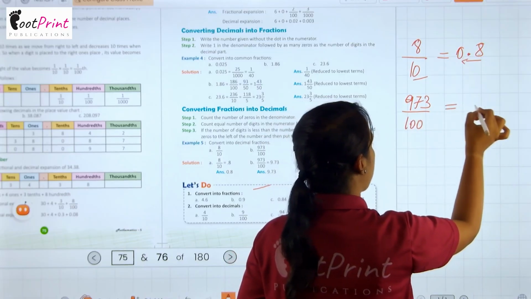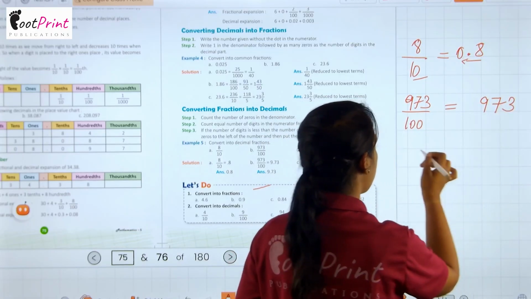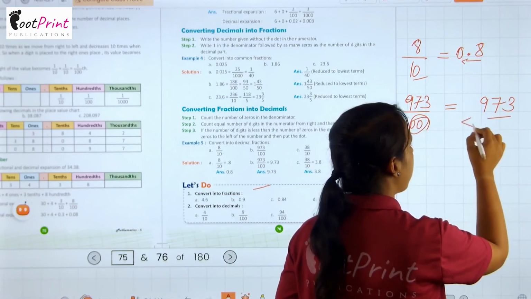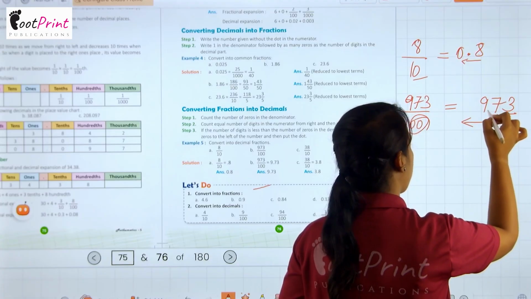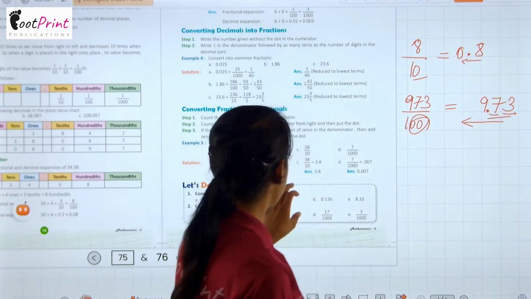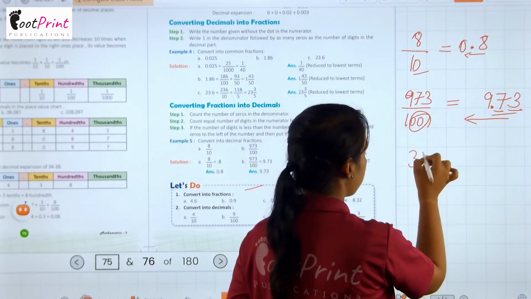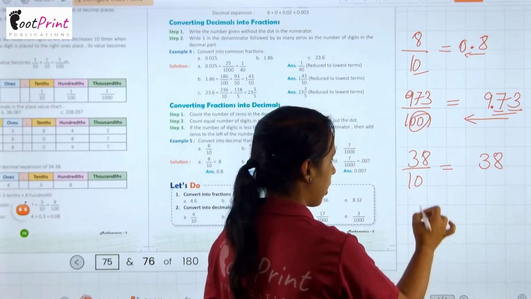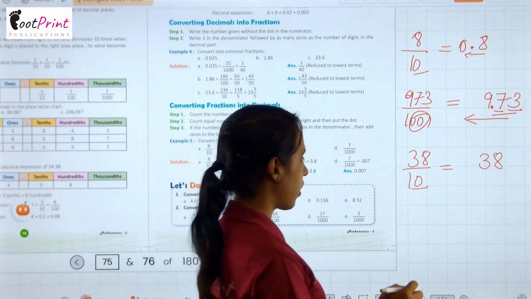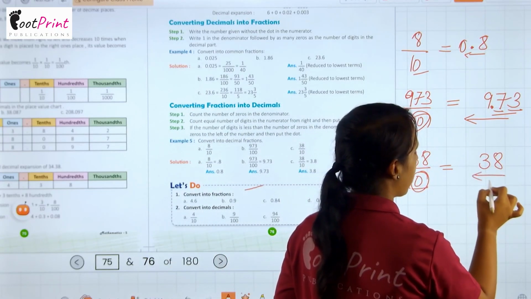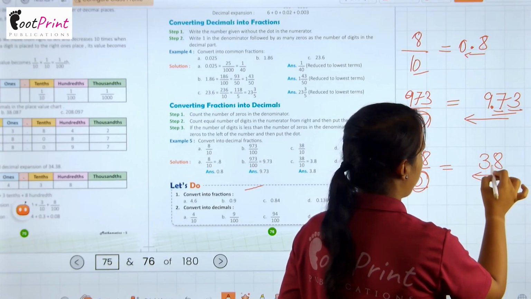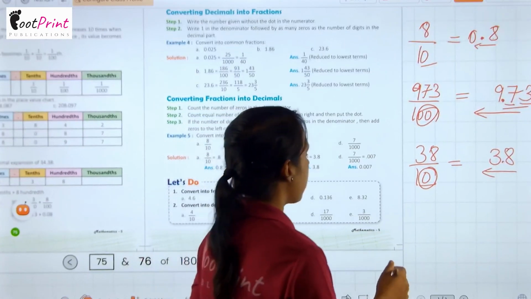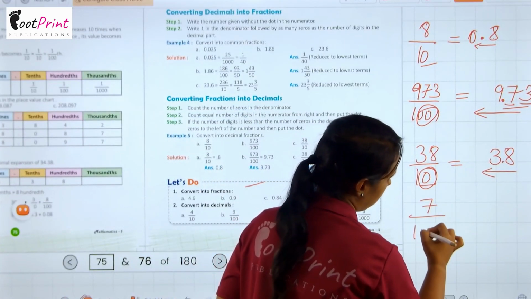So we take the number as well, and we count the zeros. There are 2 zeros. So we count from the right side 2 digits here, 1 and 2. Then we put the decimal. Okay. Next one is 38 by 10. Now we take the numerator, then we count the zeros in the denominator. Here 10 is there, so from the right side we put the decimal here. So we get 3.8.